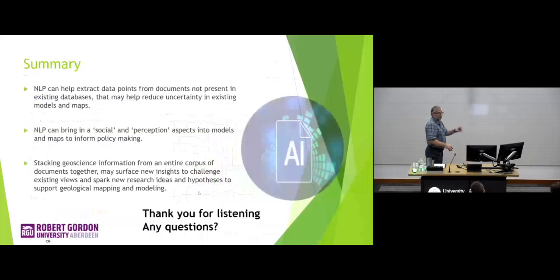So in summary, NLP is useful for grabbing more data to input into our models, inputting social perception elements into our models, and connecting geoscience with the social elements. And then finally, the whole is greater than the sum of the parts. By putting all of this information together, we have so much geoscience literature that there may be new patterns in there that we can interpret and generate theories from, that could then become the orthodoxy for that field.